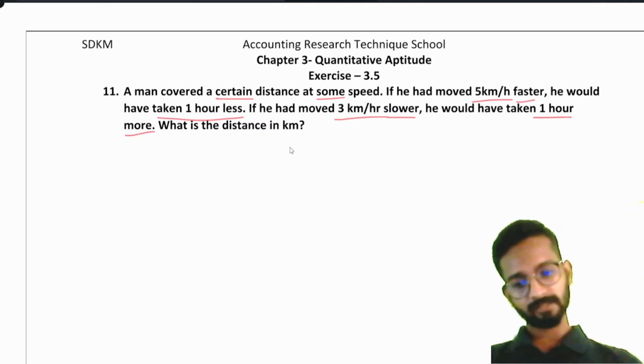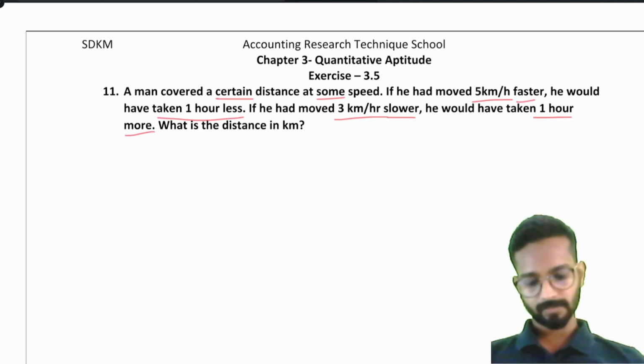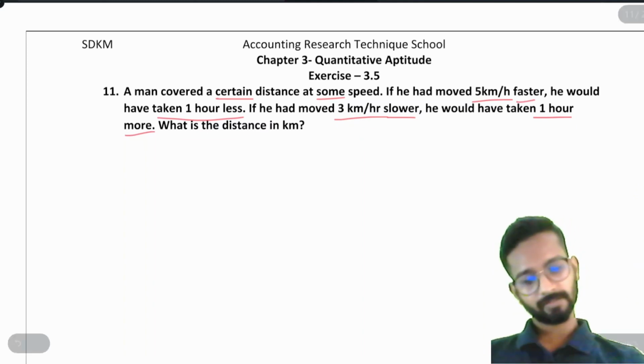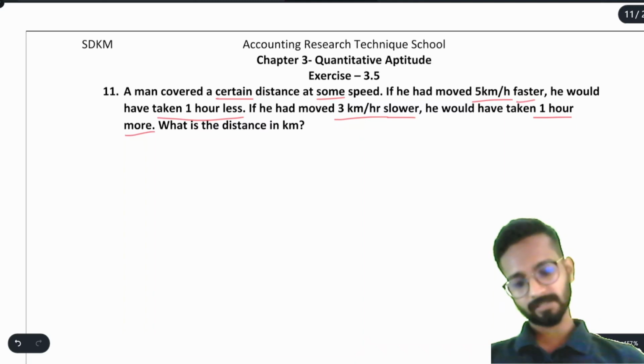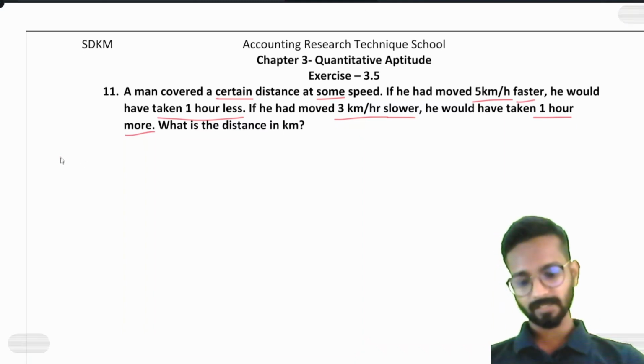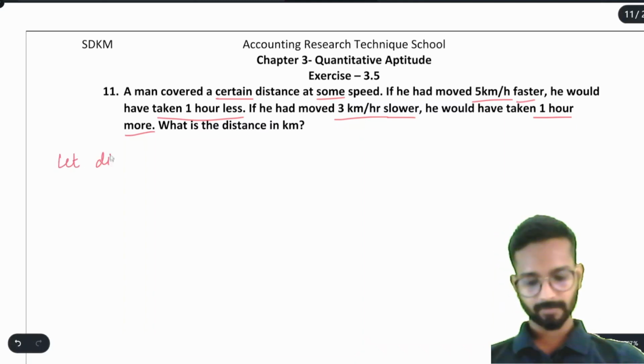How will you find it? See. First case, what do we have to write? Certain distance and some speed. So I can say let distance be D, and speed is equal to S.